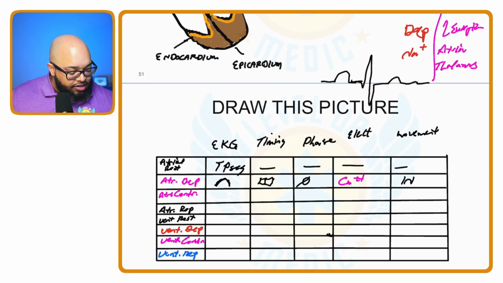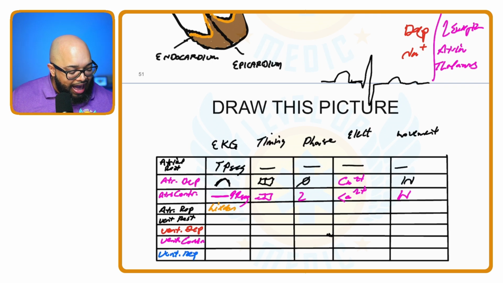Now, let's go to atrial contraction. That's our next phase. Atrial contraction is the flat line, known as the PR segment. There again, that should take about two to three little boxes worth of time. The phase for atrial contraction is phase 2. What electrolyte? There again, that's calcium, and calcium had to go in for the cells to be able to contract. Now, atrial repolarization, of course, is hidden. We're just going to say hidden.